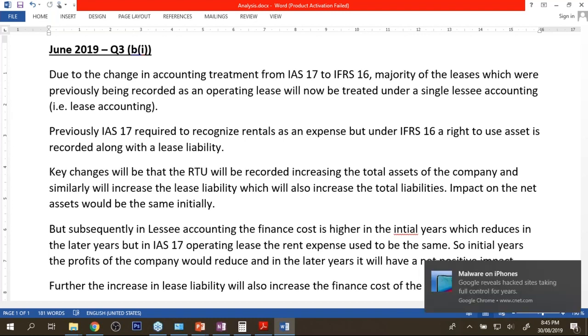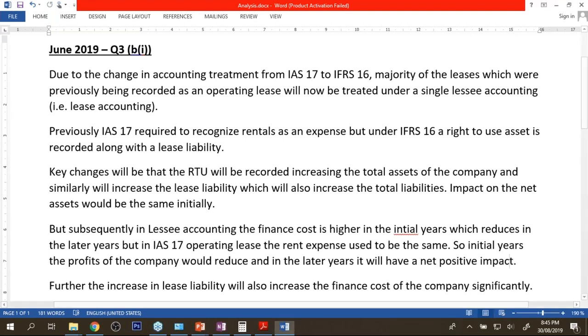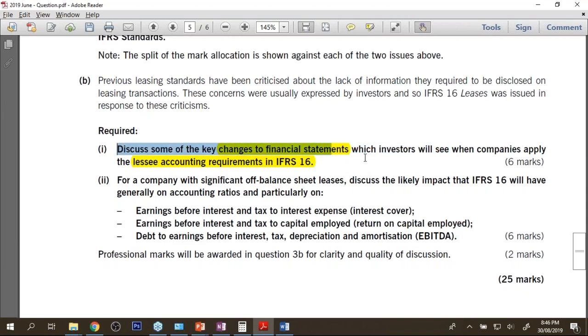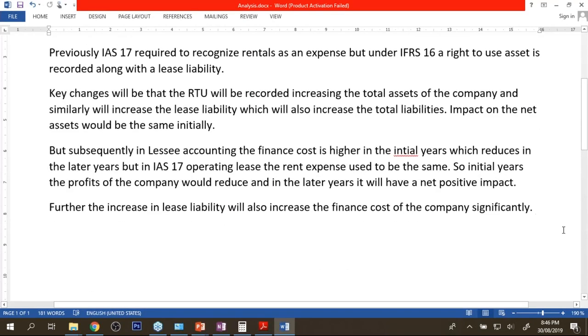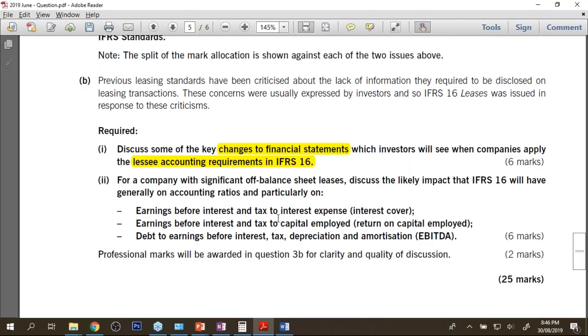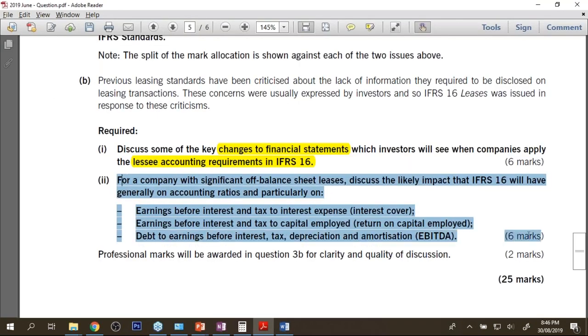Yes, Milos, I will share it. Okay, so this was the answer that we have just written for part B1 for approximately 6 marks, the changes which will be there. Plus, one more impact will be on the ratios, which we are going to discuss in part 2.